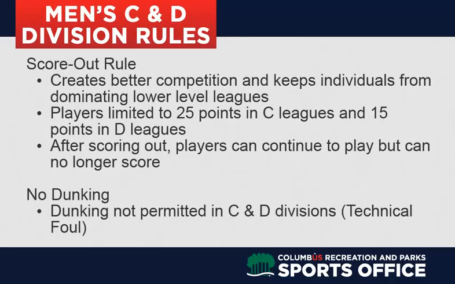CRPD has implemented a score-out rule for all C and D leagues. This rule is in place to limit the scoring of individuals and keep certain players from dominating games in these lower-level leagues. Player point totals are capped based on what league they choose to play in. Once a player scores out, he can continue to play in the game, but he is no longer able to score any points. There is also no dunking permitted in the C and D divisions.